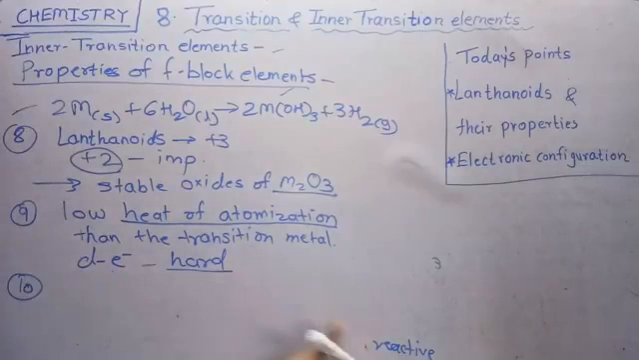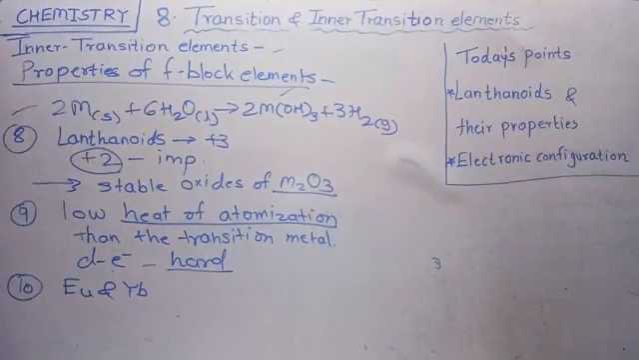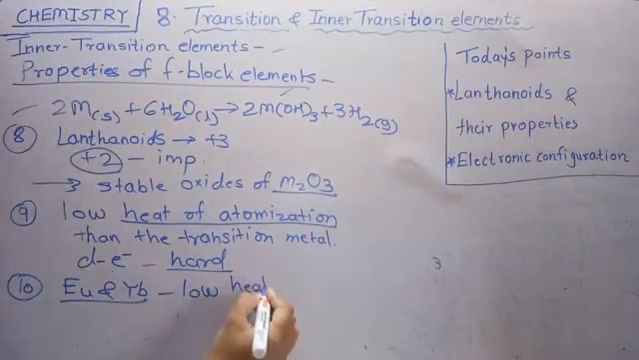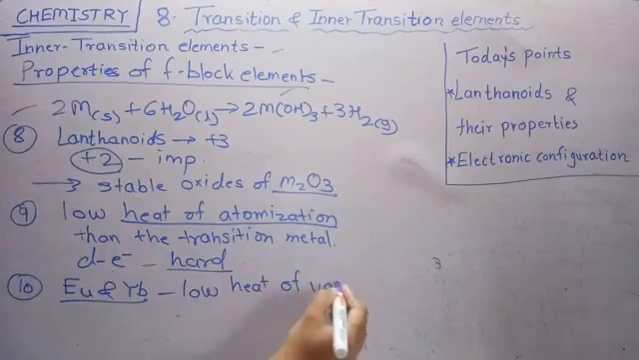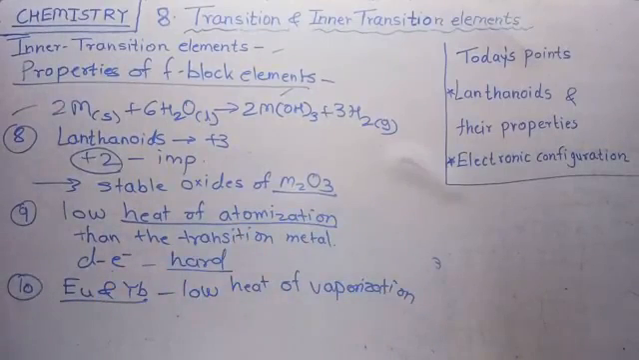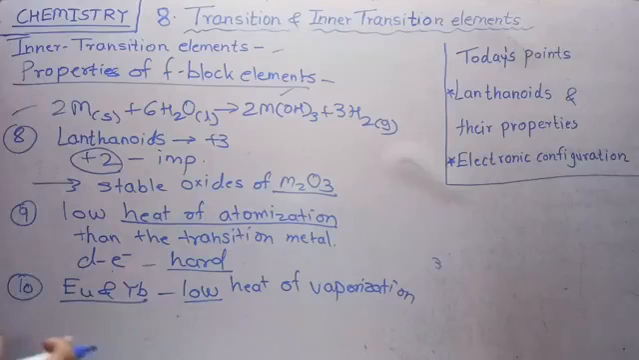There are two elements from the lanthanides, europium and ytterbium. Europium and ytterbium have low enthalpies of vaporization. These two elements from the lanthanides have a low heat of vaporization. See, due to this property, they again resemble the alkaline earth metals.